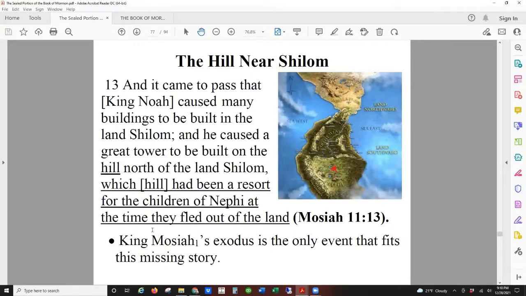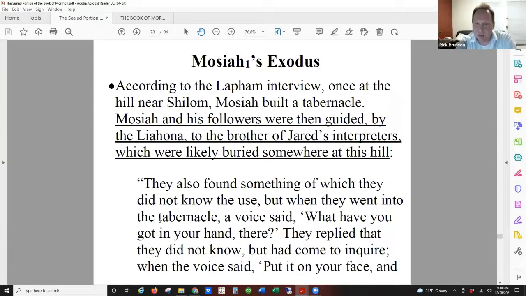So this leads us to believe that Mosiah, when he left the land of Nephi, likely stopped at this hill near the land of Shiloh for a time to hide out, to gather themselves before they went to Zarahemla. Now, according to the Lapham interview, once at the hill near Shiloh, Mosiah built a tabernacle. And at this point, Mosiah and his followers were then guided by the Liahona through the brother of Jared's interpreters, which were likely buried somewhere at this hill.